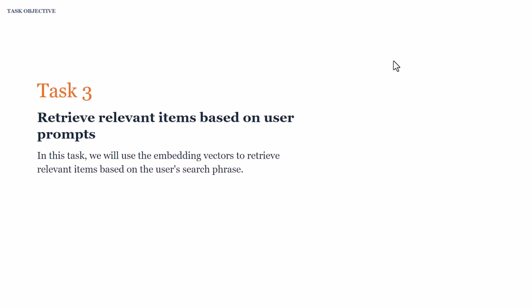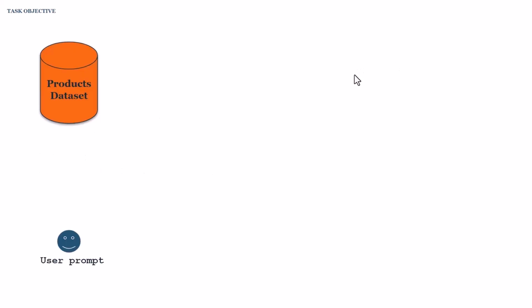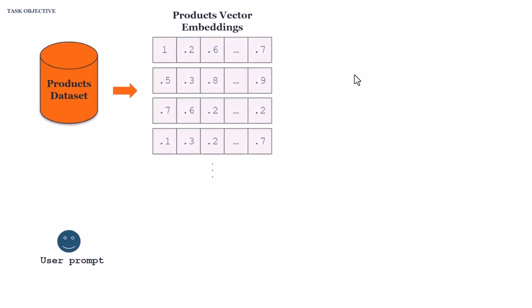Hello everyone and welcome back. In this task, we will use the embedding vectors to retrieve relevant items based on the user search phrase. But before we start, let me show you how we are going to do this. So in the previous task, we created embedding vectors out of the product's description and titles that we have. Now for each of the products in our dataset, we have a vector embedding with 512 dimensions.